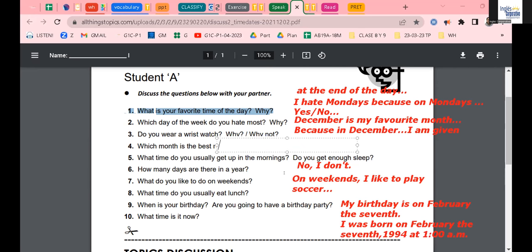So that's what you have to do. Okay. So now let's try to discuss this. What is your favorite time of the day? Let's see, Johnny, tell us. My favorite time of the day is night. The evenings, at night. Why? Tell me. Because I like to watch series and news. Do you have any favorite series? Yes. I watch The Office. Oh yeah, you mentioned that previously.